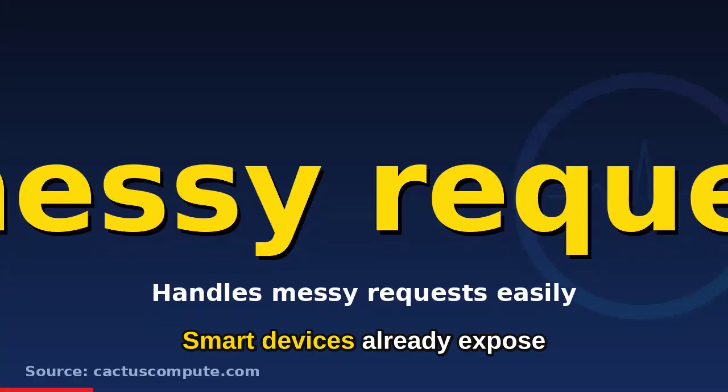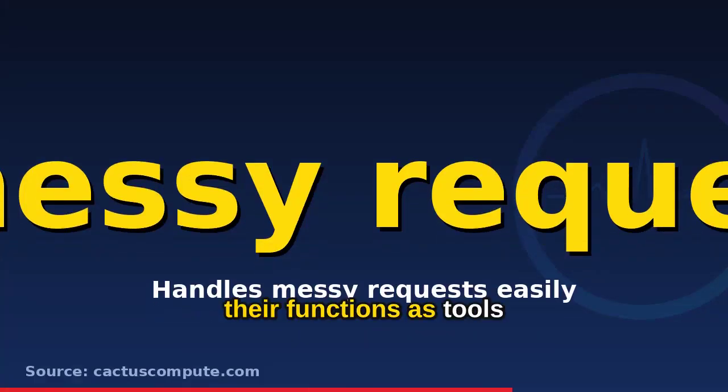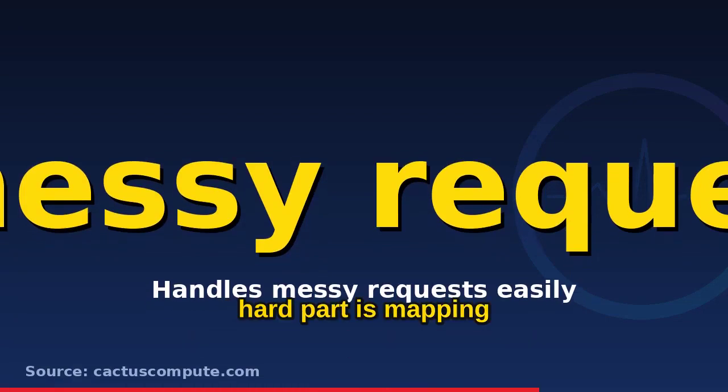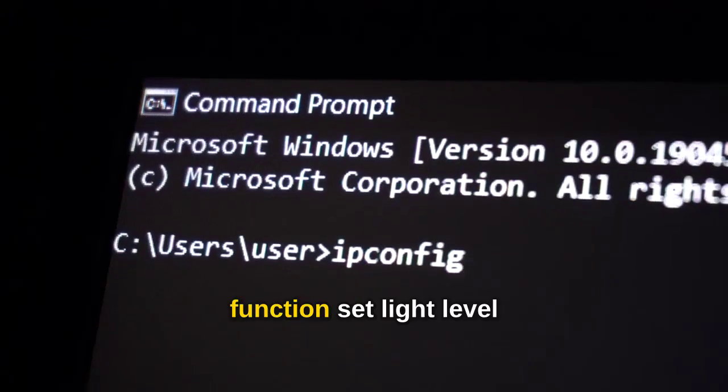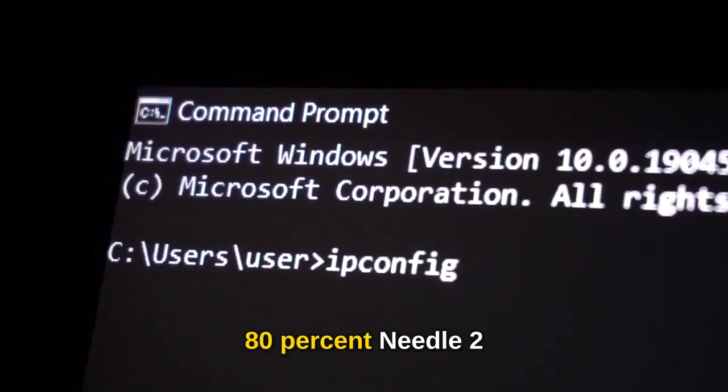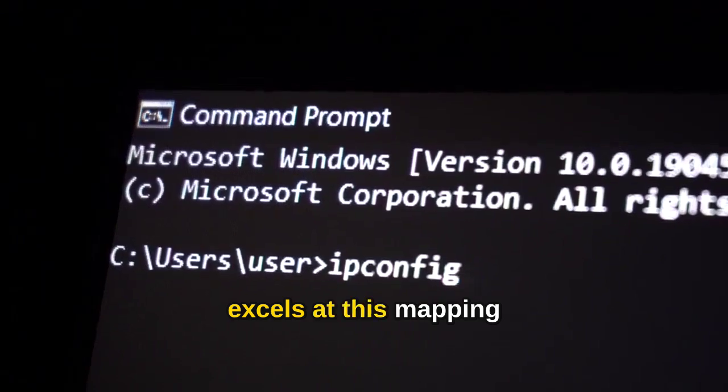Exactly. Smart devices already expose their functions as tools with defined parameters. The hard part is mapping a messy request like "make the living room brighter" to the correct function, set light level, with the right argument, brightness 80%. Needle 2 excels at this mapping.